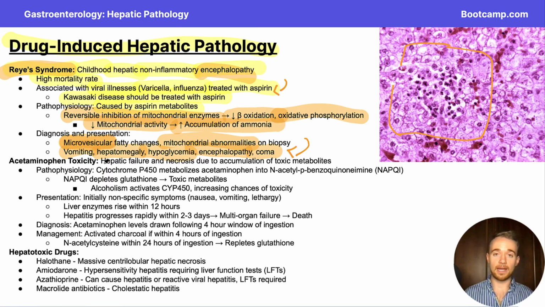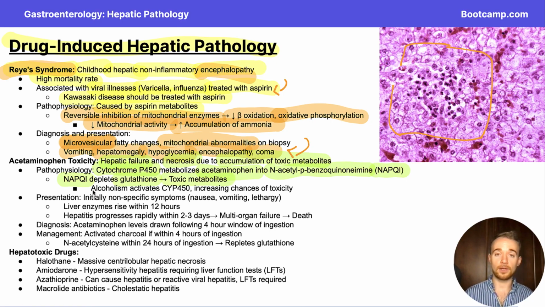The next drug-induced hepatic pathology we're going to talk about is acetaminophen toxicity. And so we're graduating here from children into teens and adults. So in acetaminophen toxicity, we're going to have hepatic failure as well as necrosis due to an accumulation of toxic metabolites, and these are going to be toxic metabolites from acetaminophen. Specifically, our CYP450 enzymes are going to metabolize acetaminophen into something called N-acetyl p-benzoquinonamine. But instead of saying that mess of a word, we instead say NAPQI. And NAPQI is notably going to deplete glutathione, and that is going to result in a buildup of toxic metabolites.